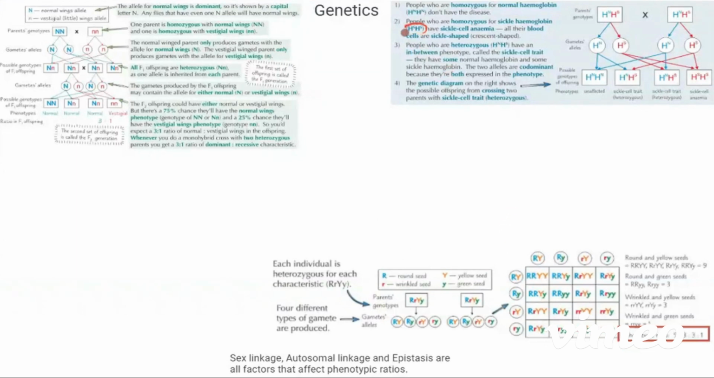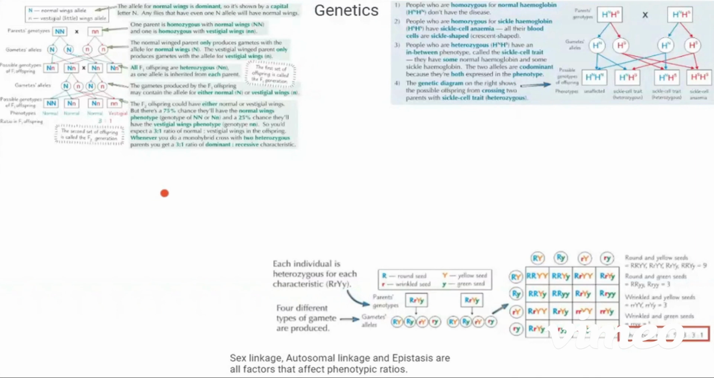Monohybrid cross. Monohybrid inheritance is when the inheritance of a characteristic is controlled by a single gene. The diagram below shows how wing length is inherited in fruit flies.